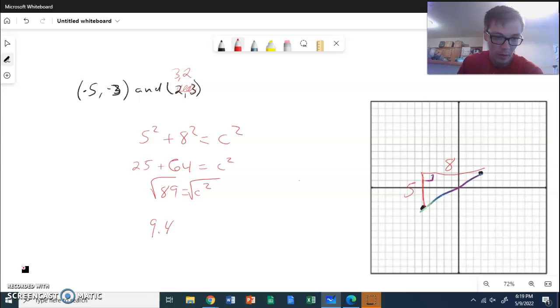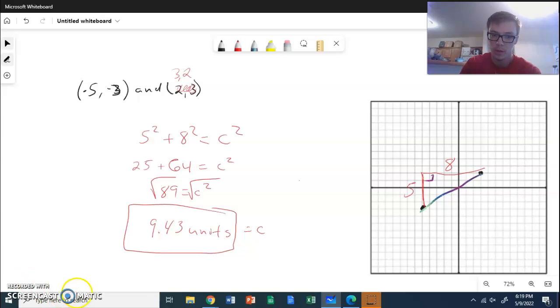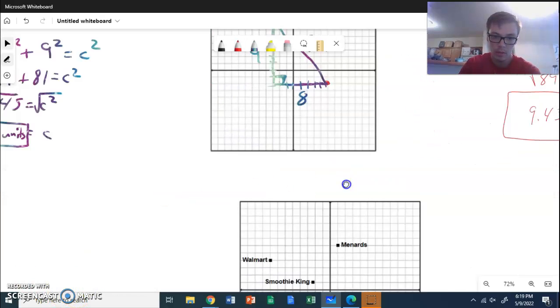And then we don't have a label again on this one, so we're just going to label this units. Okay, we don't have to worry about the negative because we can't have a negative distance. So 9.43. All right. So let's go to our next problem here.